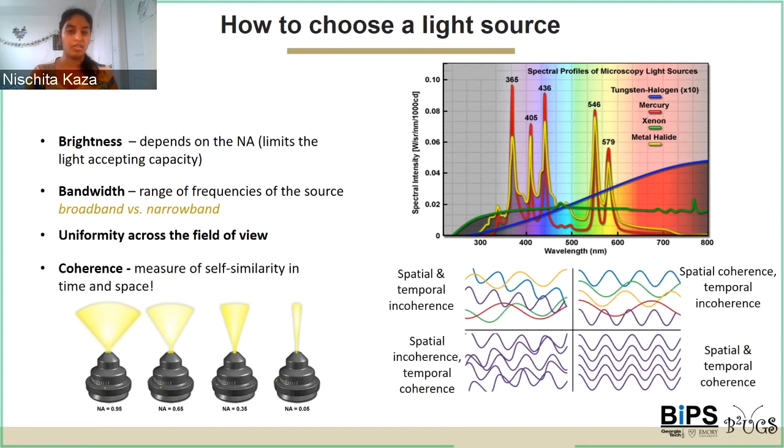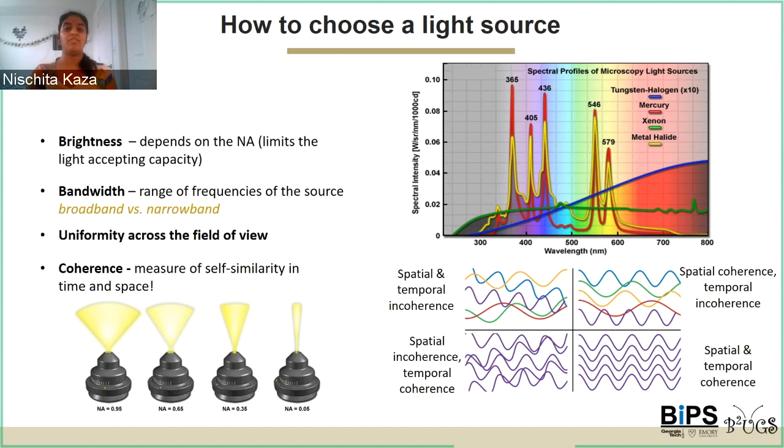Finally, another important concept is that of coherence. In very simple terms, coherence just refers to self-similarity in light waves or wavefronts, both in space and in time. So spatial coherence in simple terms just means how similar light waves or wavefronts are to each other at different points in the transverse direction of propagation of a wave at a particular instant of time. And temporal coherence refers to how similar a wave would be to a delayed version of itself.